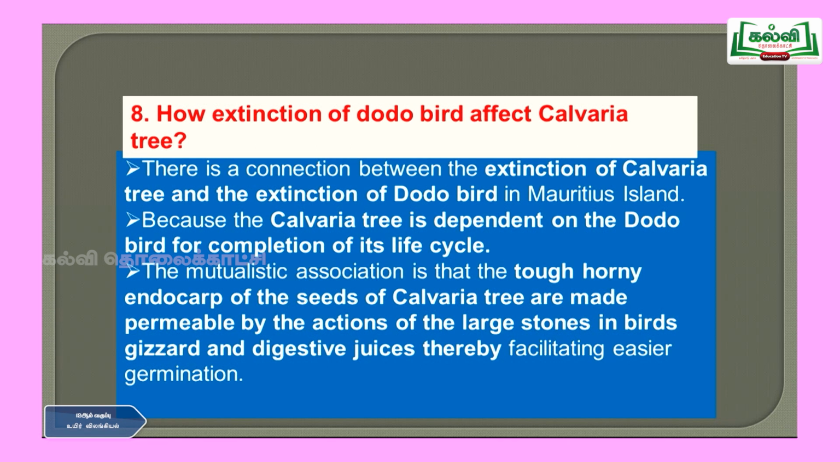The Calvaria seed has a tough and horny endocarp, which can be opened only when it goes through the bird's gizzard, where the digestive juices digest the endocarp, and when it comes out of the bird's digestive system, it will germinate. That facility is now lost because the dodo bird is extinct, and that is the reason the Calvaria plant also started going extinct. So that is the main thing.